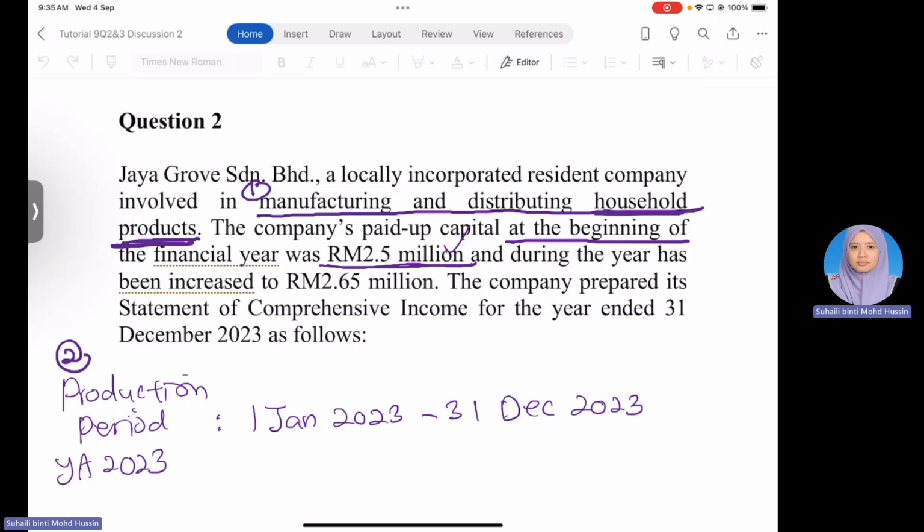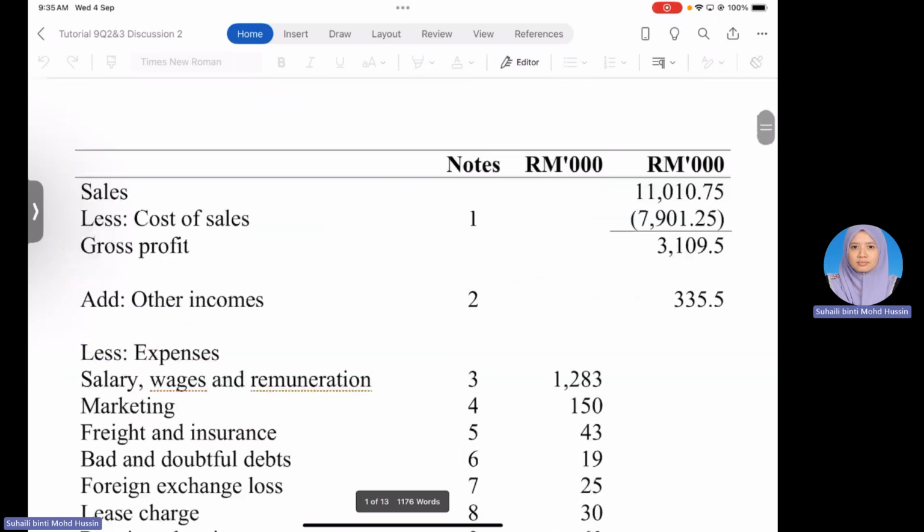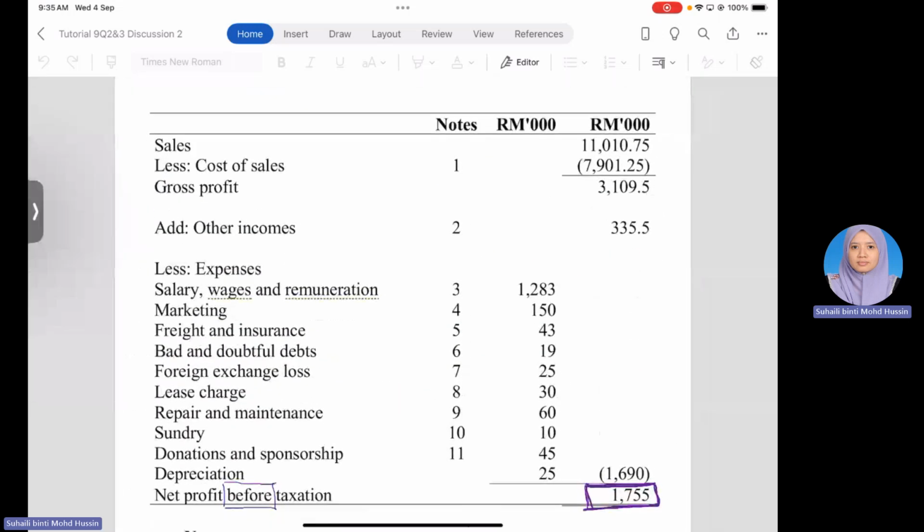Okay, right. So of course, the company provides you with the SOCI, the Statement of Comprehensive Income, as usual. We have sales minus cost of sales, you get the gross profit, add income minus the expenses, then you get the net profit before taxation. So when we start to make the tax computation for the company, the amount that we start with is the net profit before taxation, 1,755,000 ringgit.